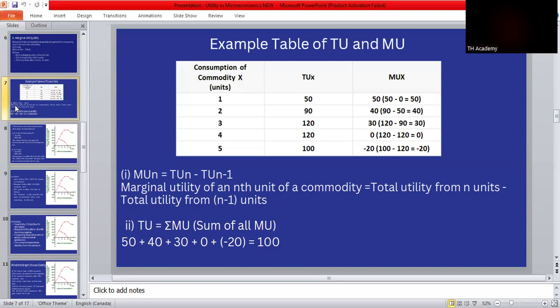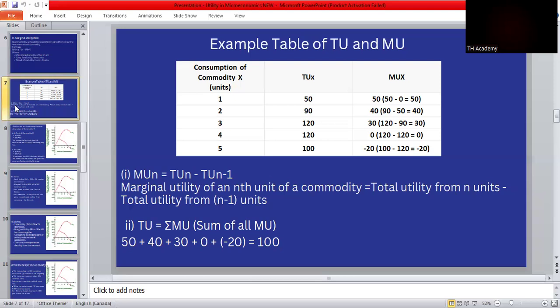With the second unit, TU rises to 90. The extra satisfaction or the marginal utility, that is 90 minus 50, is 40. The third unit increases TU to 120, giving marginal utility, that is 120 minus 90 equals 30. At the fourth unit, TU stays at 120. So marginal utility equals 0.